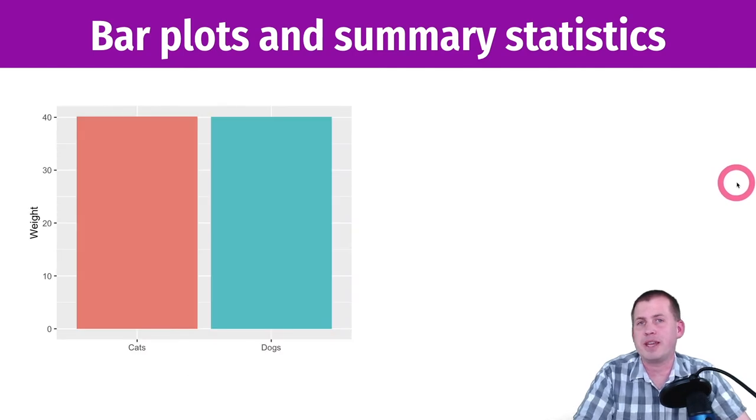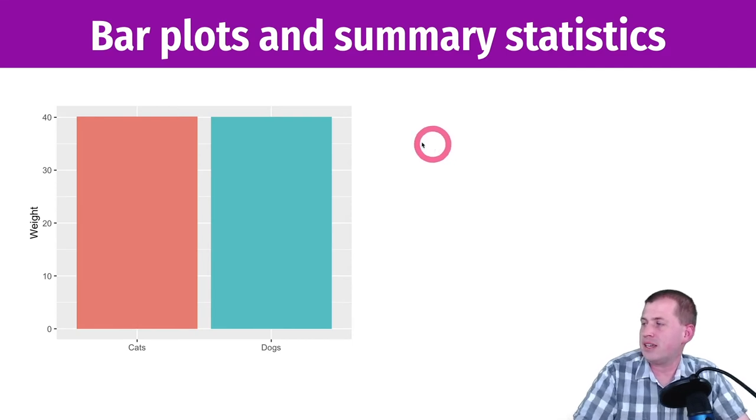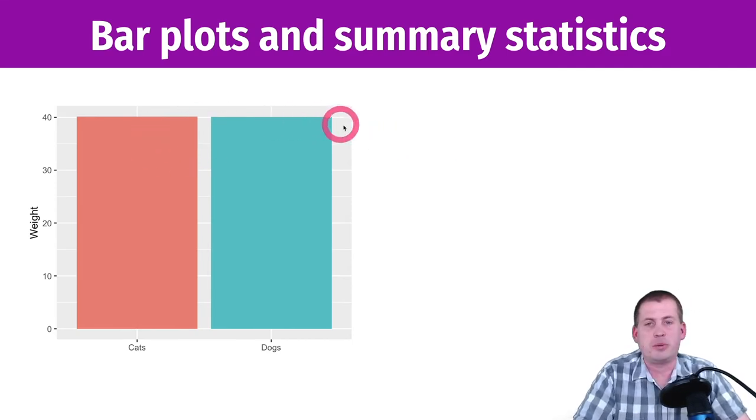So they briefly showed this example in their video, where if you want to see the average weight of a whole bunch of cats and a whole bunch of dogs, this is 100 simulated animals here. It looks like there's no difference in average weight. They're all 40 pounds on average, because this is showing average weight here.